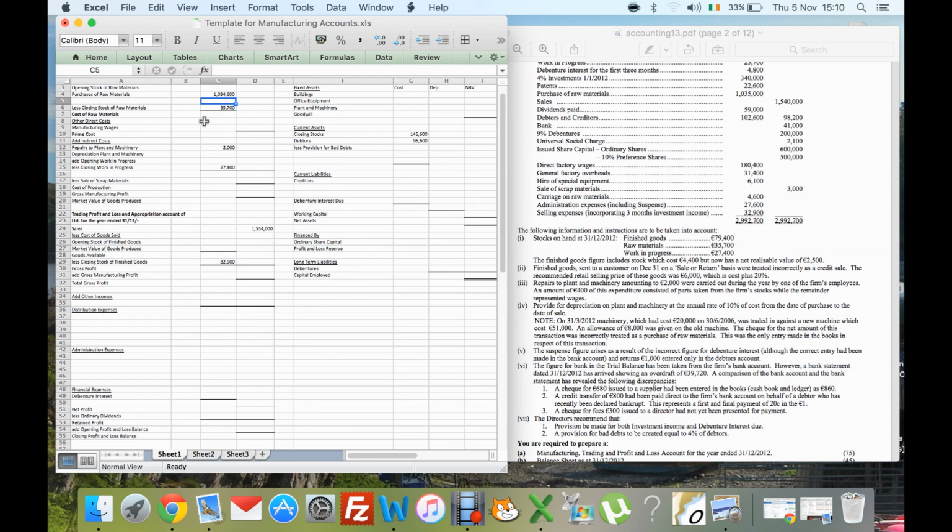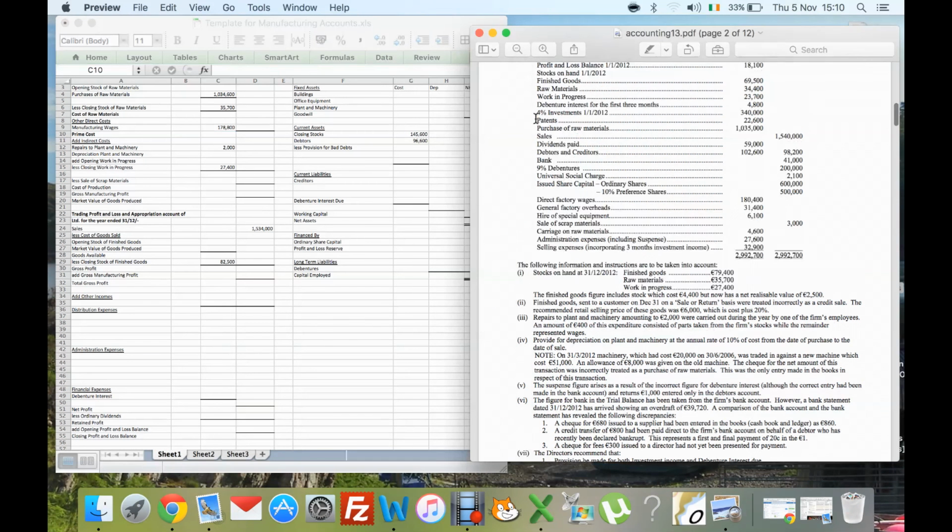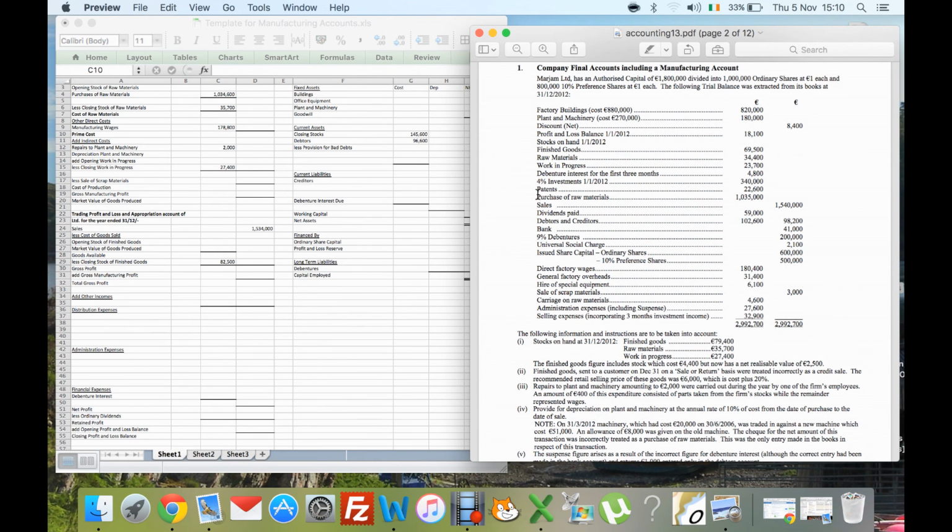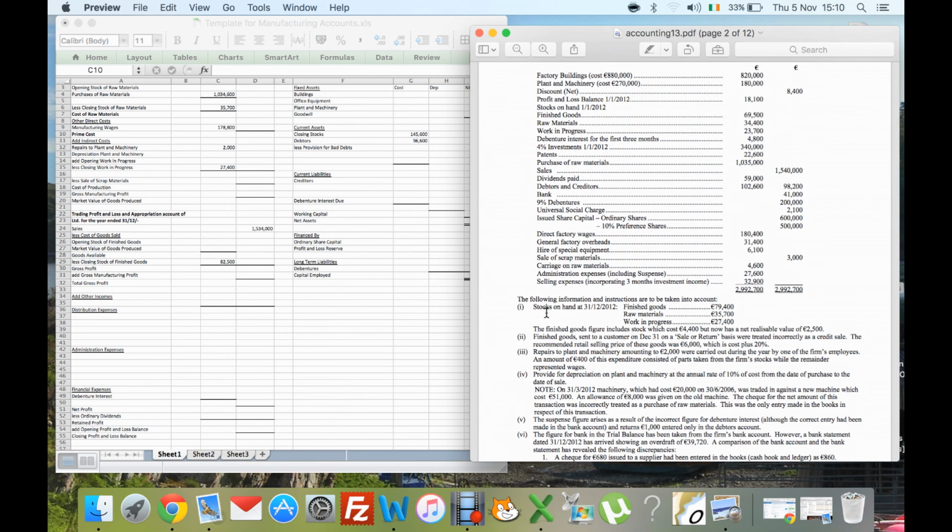So in my manufacturing wages, I'm going to have 180,400 minus 1600 that I had for manufacturing wages. I'm just quickly checking, are there any other types of wages it could have been? I don't see any other direct factory wages, so that's it. Okay, so I've taken it away from purchases and from manufacturing wages and added them to my new cost, which is repairs.